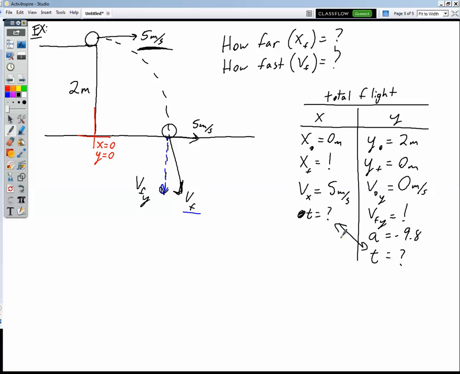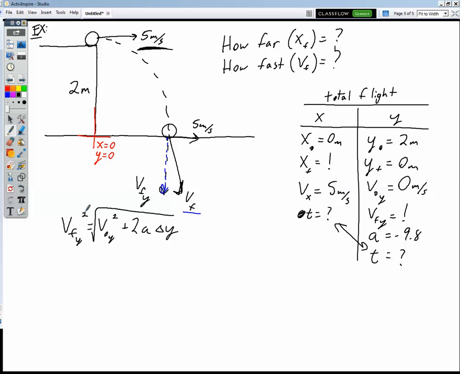So let's see, I got two unknowns on the x side, can't do anything with it. I have two unknowns on the y side, but I do have an equation that has v final in it but does not have the time in it, and that's the v final squared equation. So let's go ahead and plug that in. We have v final y squared is equal to v naught y squared plus 2 times a times delta y. So here we would be solving for v final in the y direction. So we've basically already got it solved there.